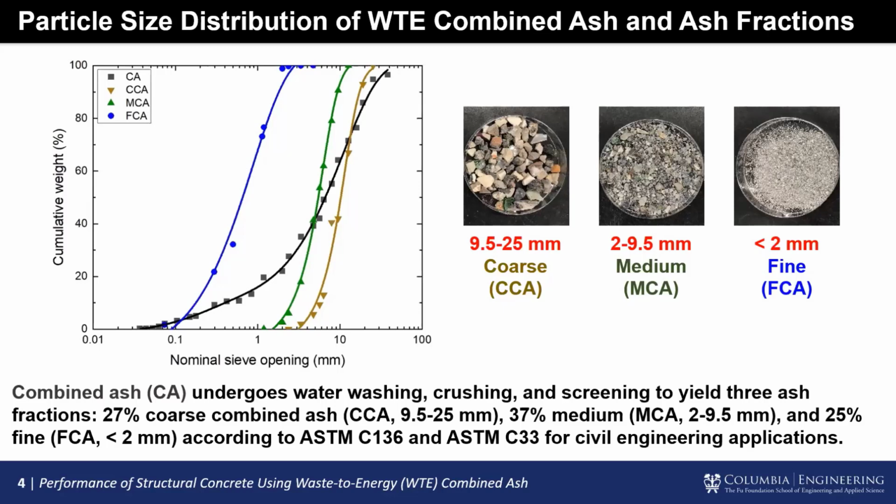These three fractions of the ash are granulated stone-like materials, and their particle sizes are also shown in this graph. The remaining percentage includes the dissolved compounds during the water washing process, such as the chloride salt, and also the washed-out dust, which is collected as the filter cake ash, also received from the water treatment system.